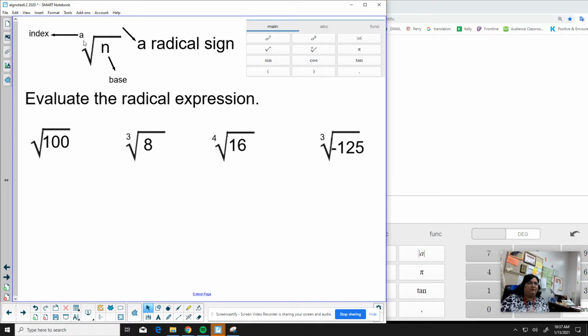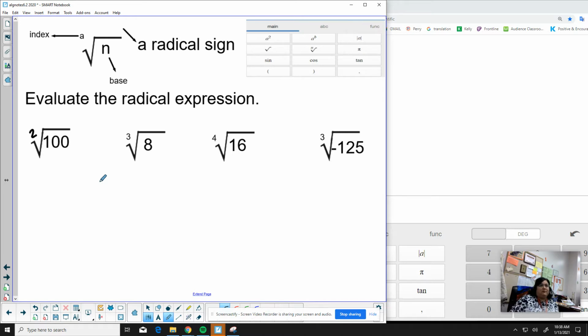So you notice the vocab here. I've got a radical sign here, which we're used to calling the square root sign. And it is a square root sign when the index is 2. However, sometimes the index isn't 2. Like in these examples, there's an index of 3, an index of 4, an index of 3. And when there is no index showing, the index is 2, which is why we call it a square root.